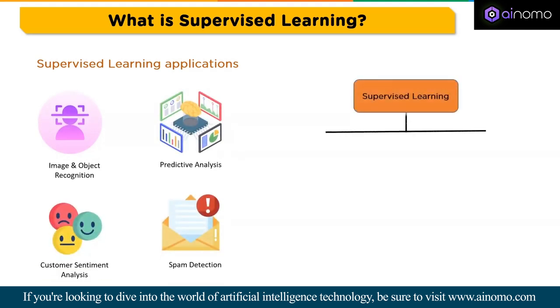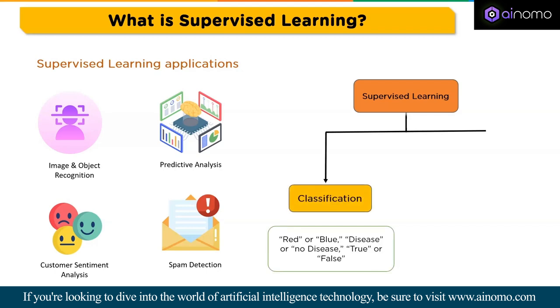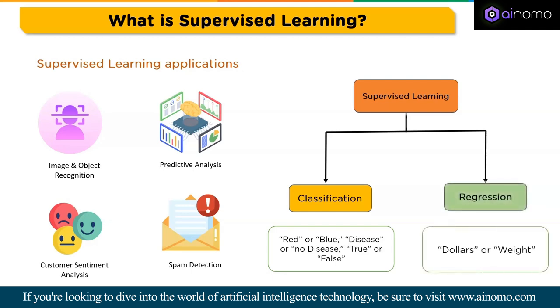Supervised learning problems can be further classified into regression and classification problems. In a classification problem, the output variable is a category such as red or blue, disease or no disease, true or false, and many others. In a regression problem, the output variable is a real continuous value such as dollars or weight.